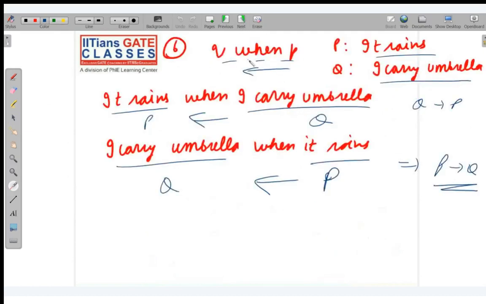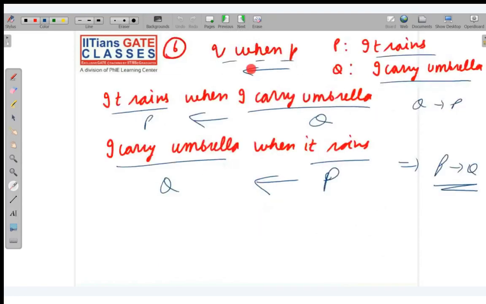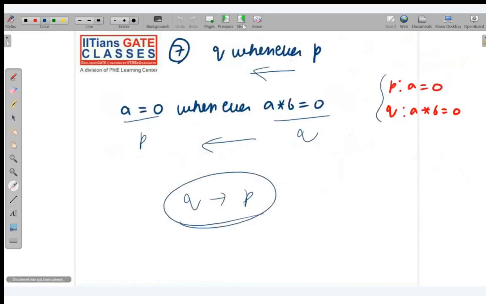And then Q when P. That means Q is true when P is true. So that means if P then Q, so from right to left. Next, whenever, again. When is from right to left. So whenever is again from right to left.